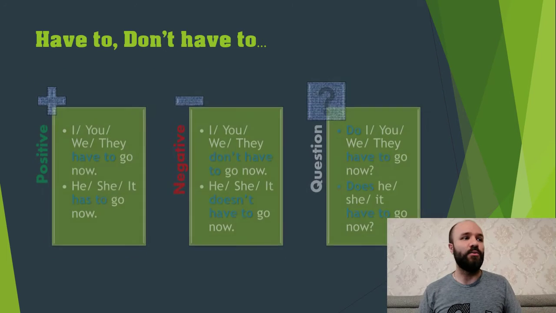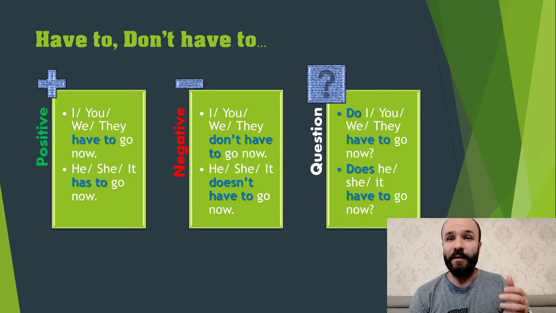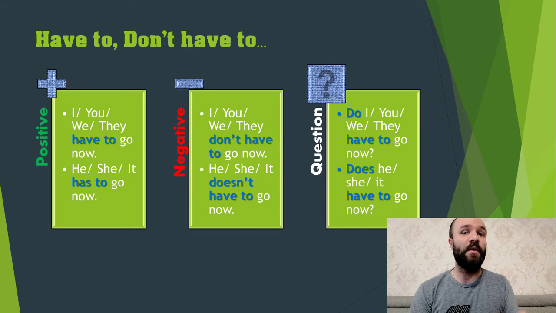So how do we use have to or don't have to? The positive form: I, you, we, they have to go now. And the third person, he, she, it has to go now. Okay? Again, you have to use the basic form of the verb, infinitive without to. I, you, we, they don't have to go now for the negative form. He, she, it doesn't have to go now.